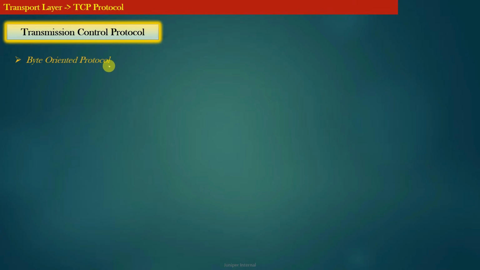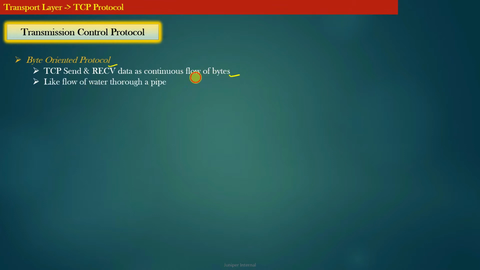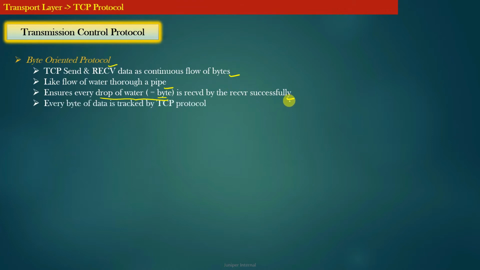So guys, going forward, TCP is a byte-oriented protocol. It simply means that the TCP protocol sends and receives data as a continuous flow of bytes. This is analogous to the flow of water through a pipe, right? TCP ensures that every drop of water, here a drop of water means a byte, is received by the receiver successfully. Every byte of data is tracked by the TCP protocol.